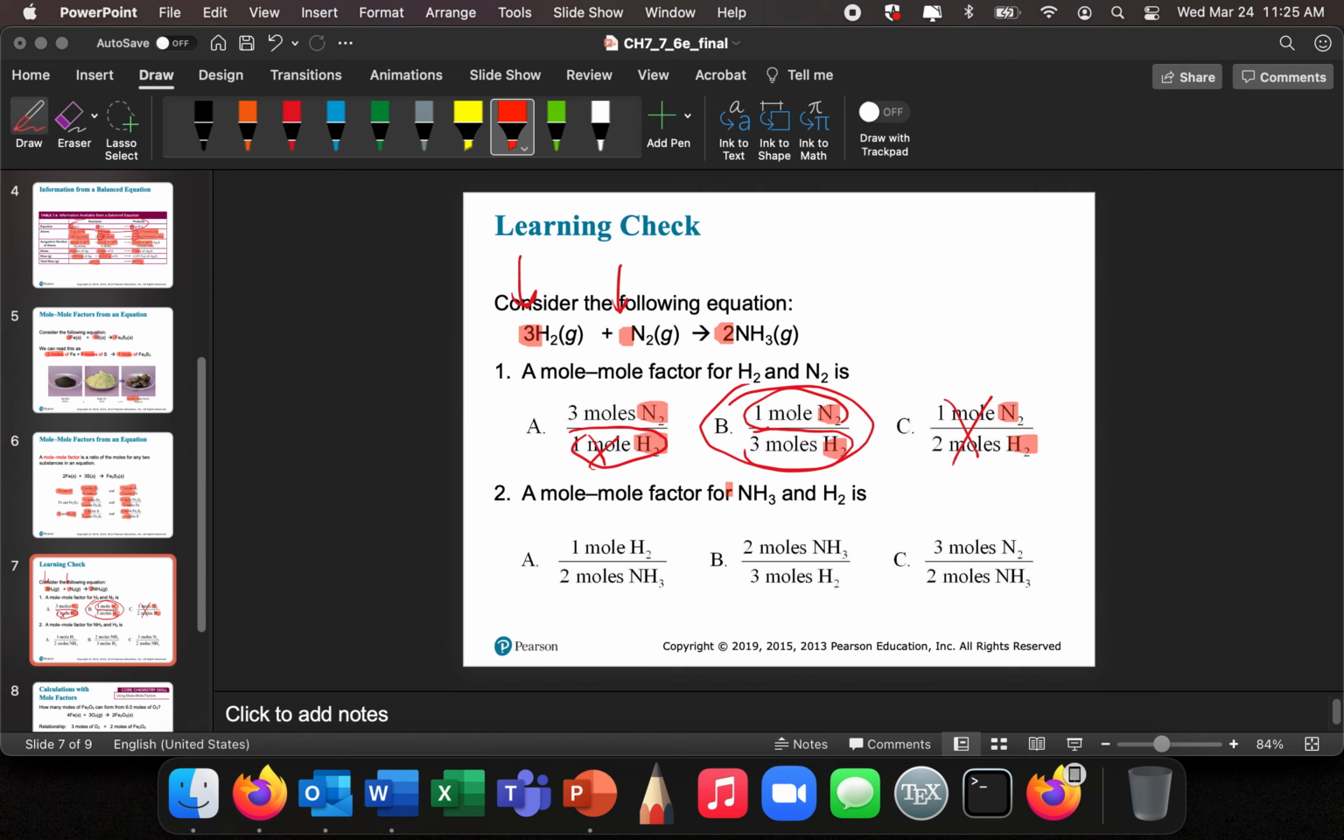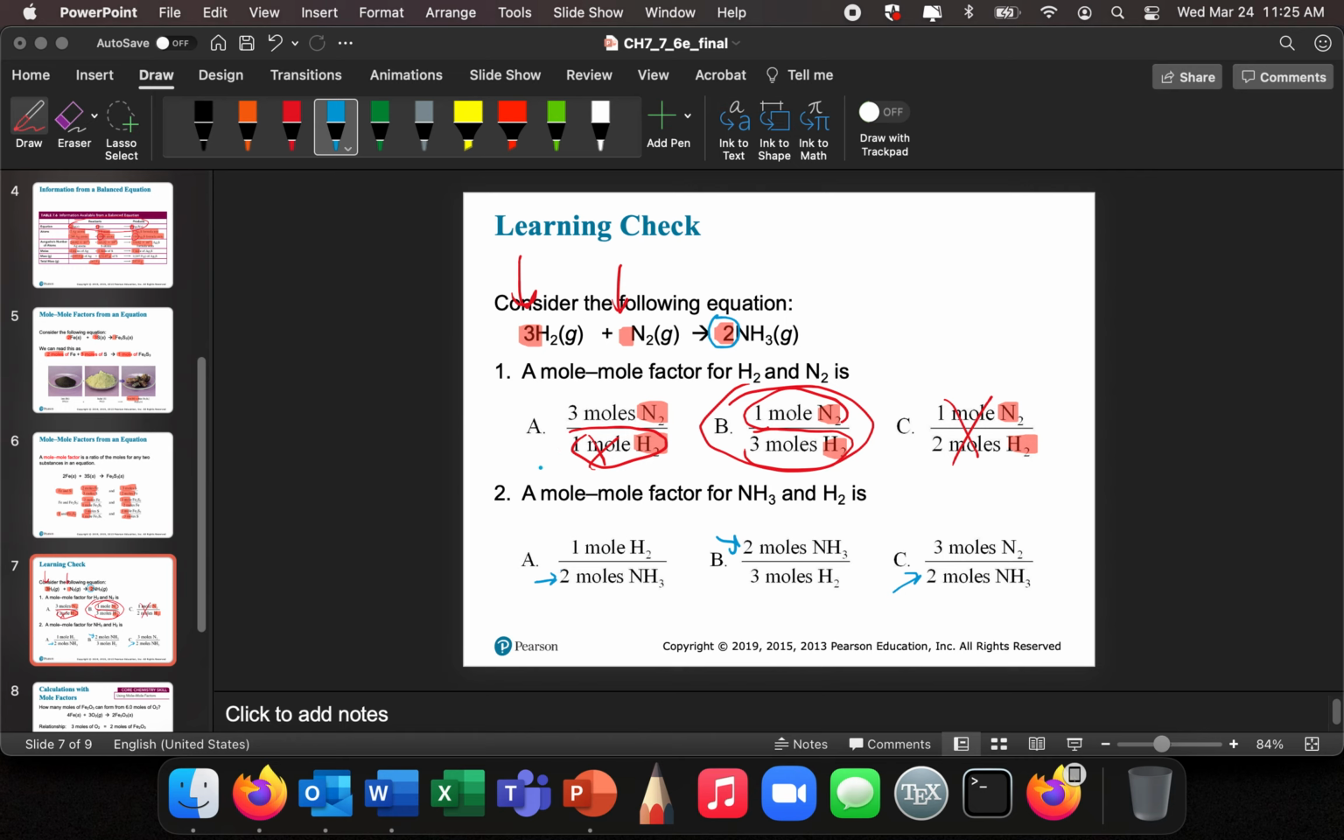Okay, so I'm going to suppose you paused it, and I am going to do this with you, right? So a mole factor for ammonia and hydrogen is this. Well, we can predict it before we go. Ammonia is going to have a 2 in front of it, right? 2 moles of ammonia could be this one, that one, or that one too. All 3 of those have 2 moles of ammonia.